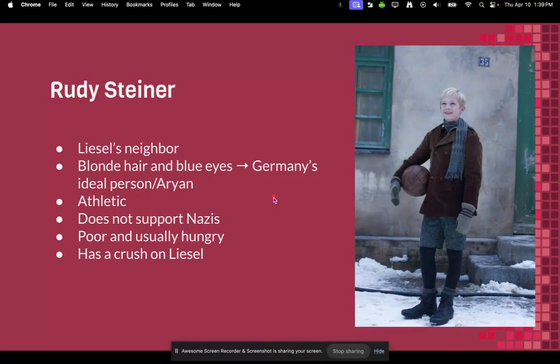Then we have Rudy. That is Liesel's neighbor. He has blonde hair and blue eyes, which is the perfect, ideal person that Nazi Germans wanted. He's very athletic. He does not support the Nazis. He is poor and typically hungry. He also has a crush on Liesel.